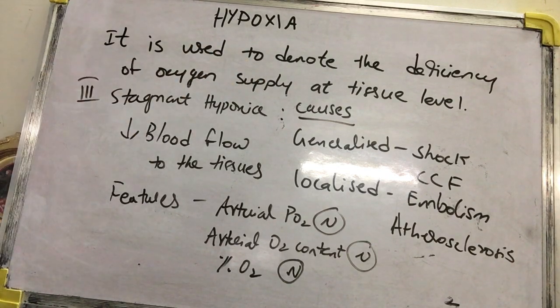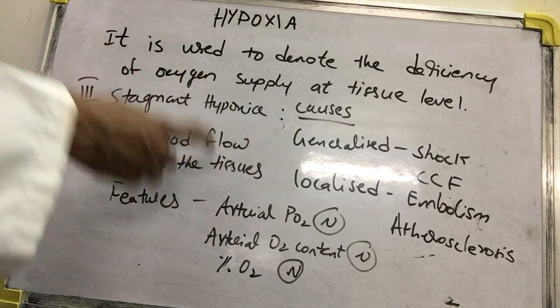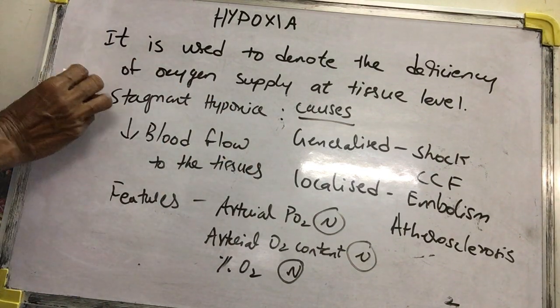So causes and features of stagnant hypoxia. Causes can be generalized or localized. Generalized can be shock or congestive cardiac failure. Localized, it can be due to embolism or atherosclerosis. And features: the oxygen content, partial pressure of oxygen, oxygen saturation, all are normal, but there is hypoxia because of decreased blood flow to the tissues.